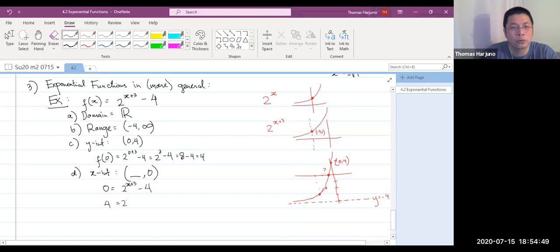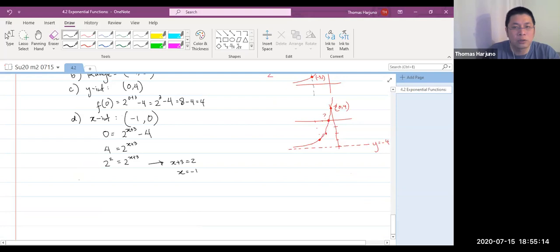4 equals 2 to the x plus 3. Let me rewrite that 4 as 2 squared. I make the same base such that x plus 3 equals 2, so x equals negative 1. So my x-intercept is (-1, 0). Part E, the horizontal asymptote is y equals negative 4.